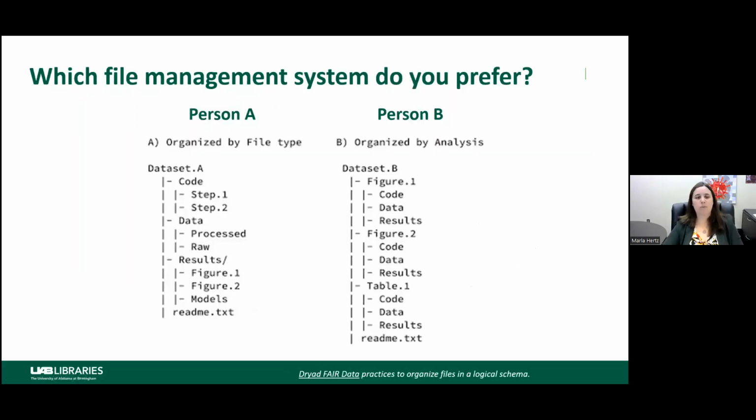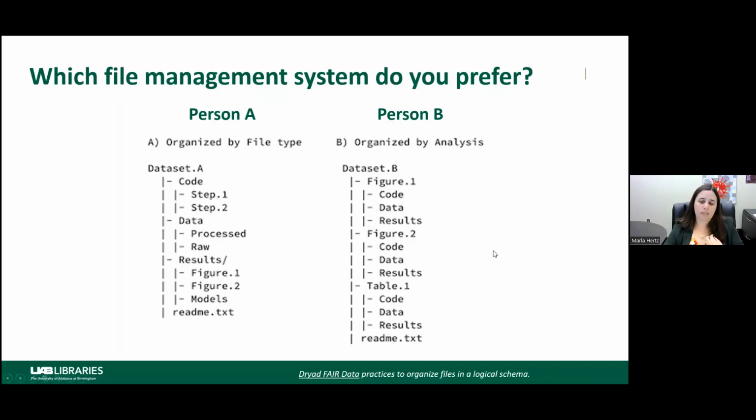And so, what I encourage everyone to do is come up with a file management system that works for you. So, for example, I've got two here. One person has organized by file type. The other is organized by analysis type. I fall into Camp B. I like to organize my files that way. But if that doesn't sit well with you, figure out a way that works with you and do that.